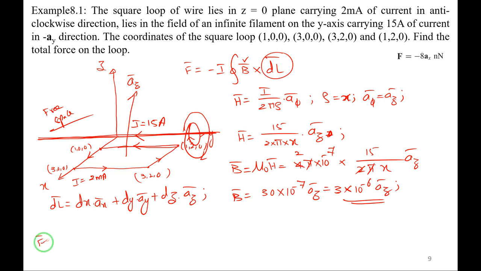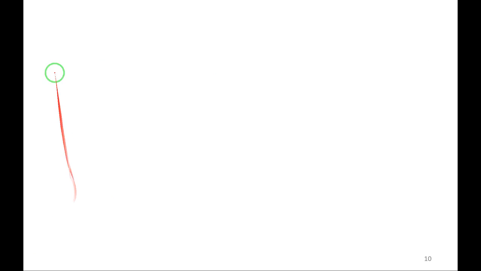F vector is equal to, let me write it in the next slide itself, F vector is equal to minus I closed line integral of B cross dl. Let me write it.